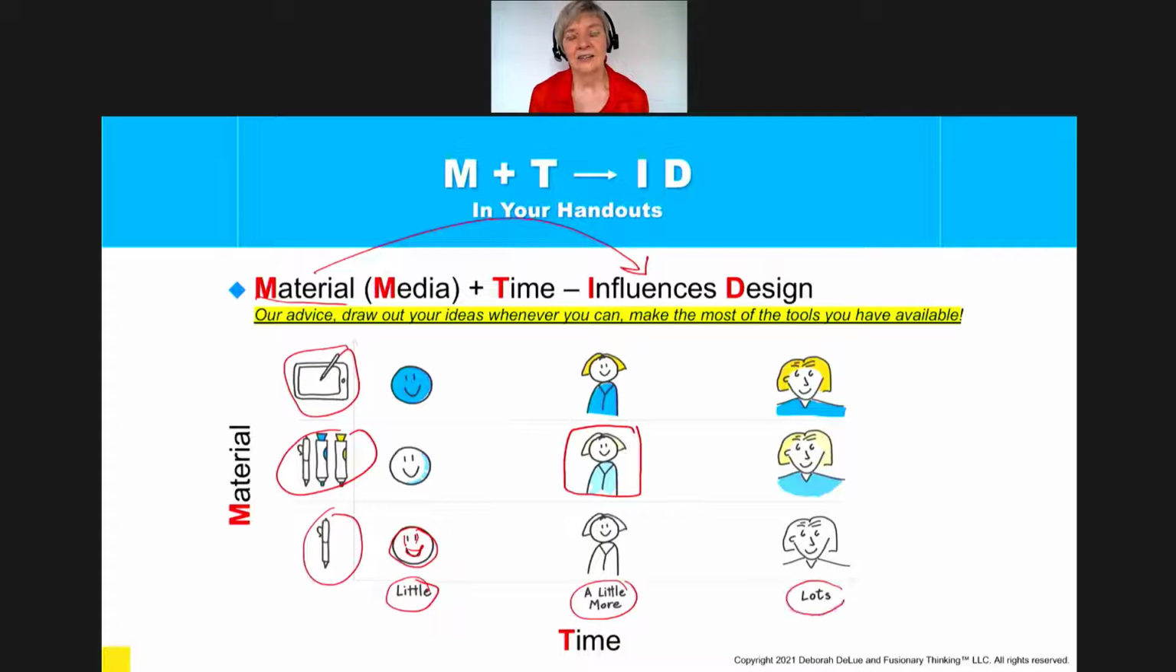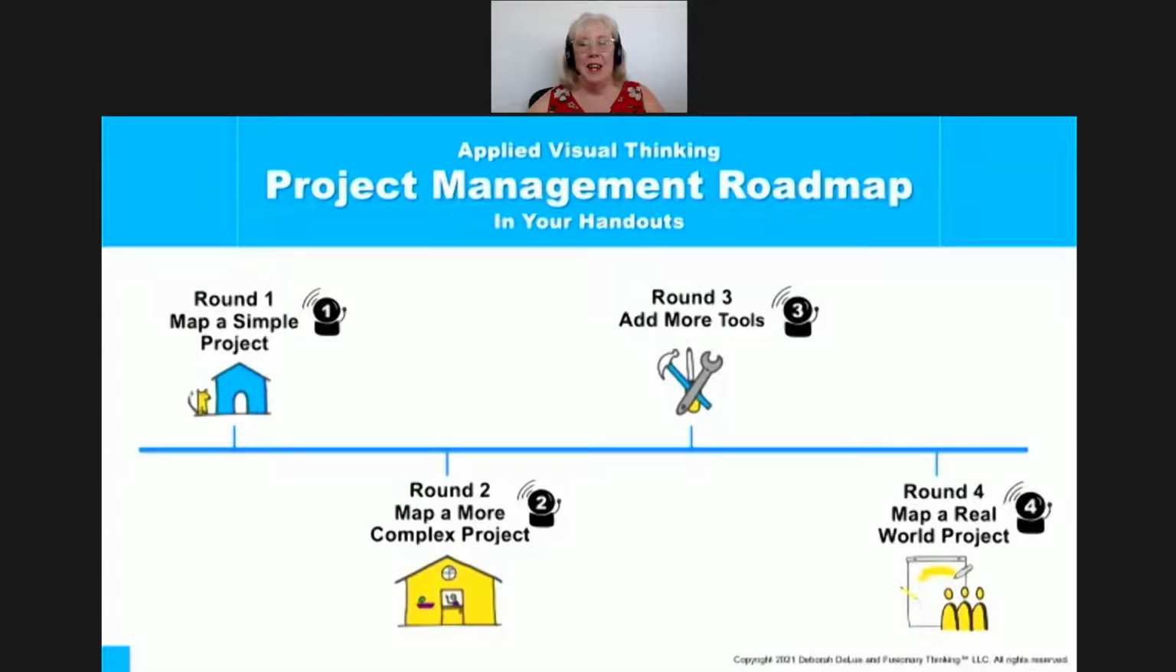Perhaps you can do something a little bit more advanced. In this course, you're going to be taking everything you've learned from your other AVT courses and begin to apply them to project management. This course is designed with 4 rounds of fun, hands-on activities. Each round builds on the last to help you build your visual thinking superpowers.